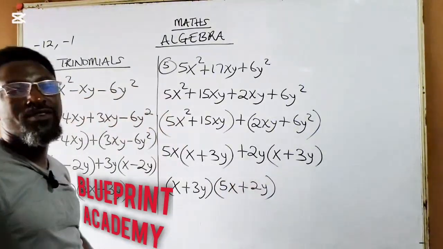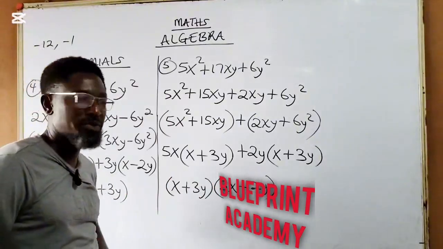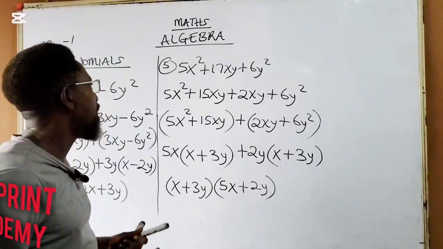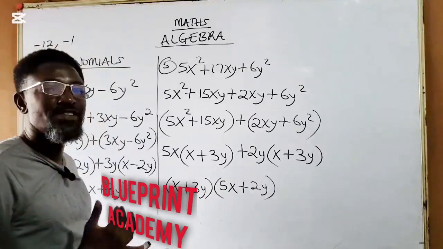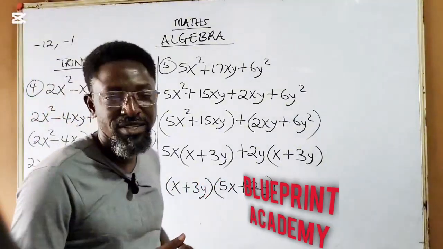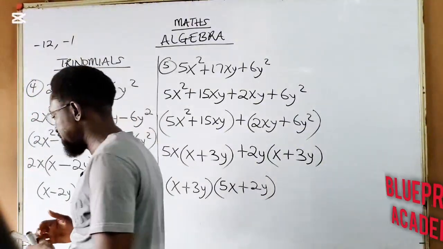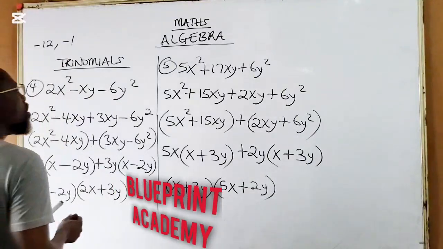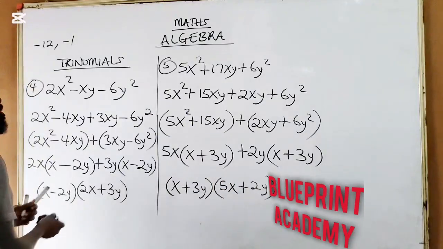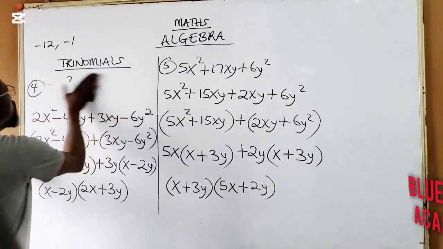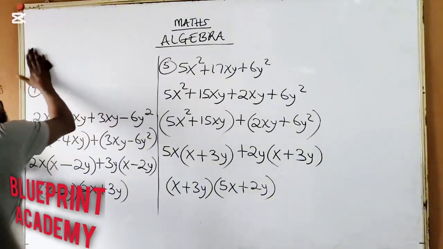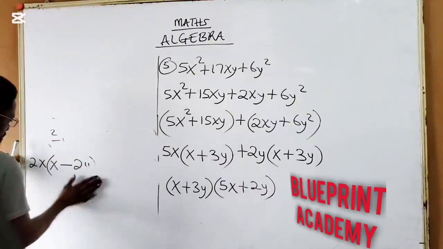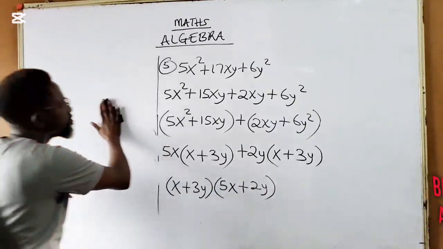So this is how you factorize trinomial expressions when you are asked to factorize. Okay? It is not something really difficult. So the next part we are going to see is the sum and difference of 2 cubes. Let's see how we can do that in algebra.